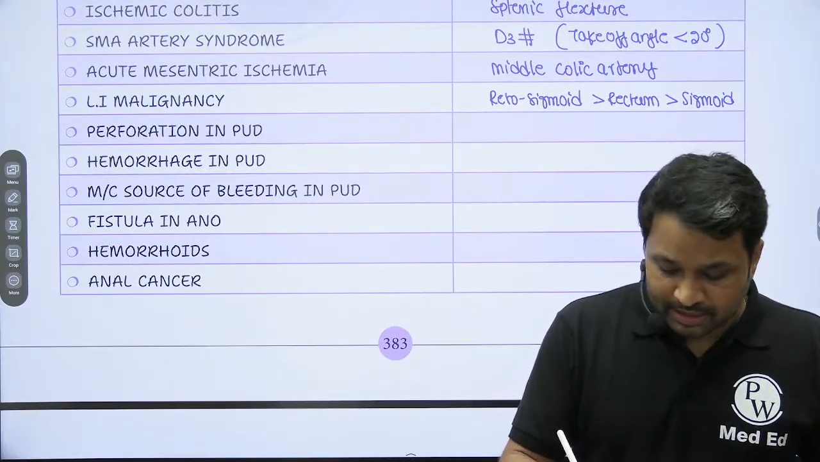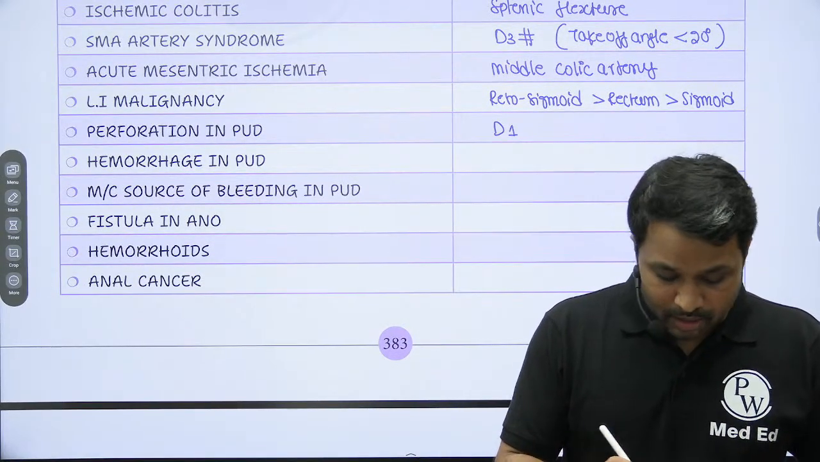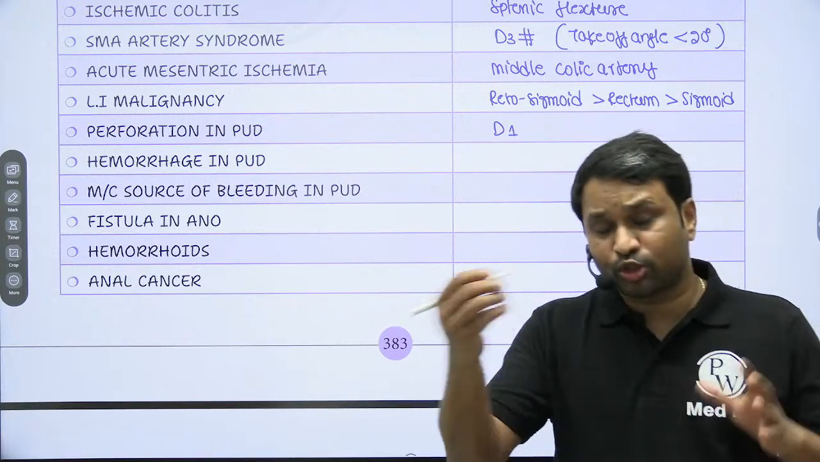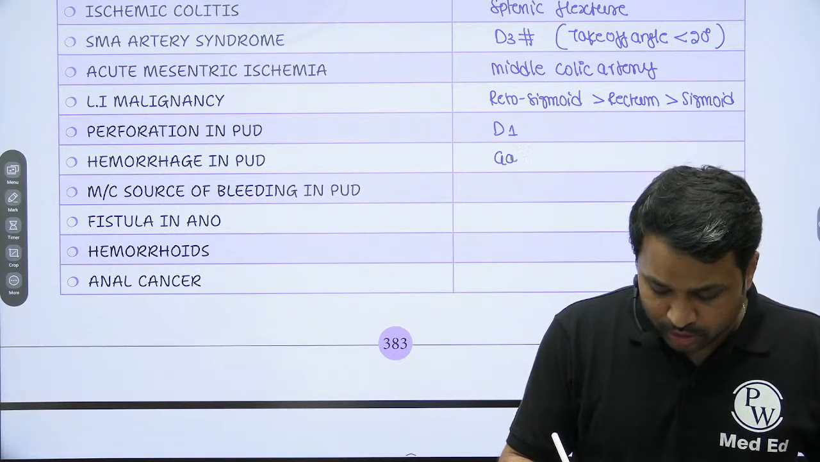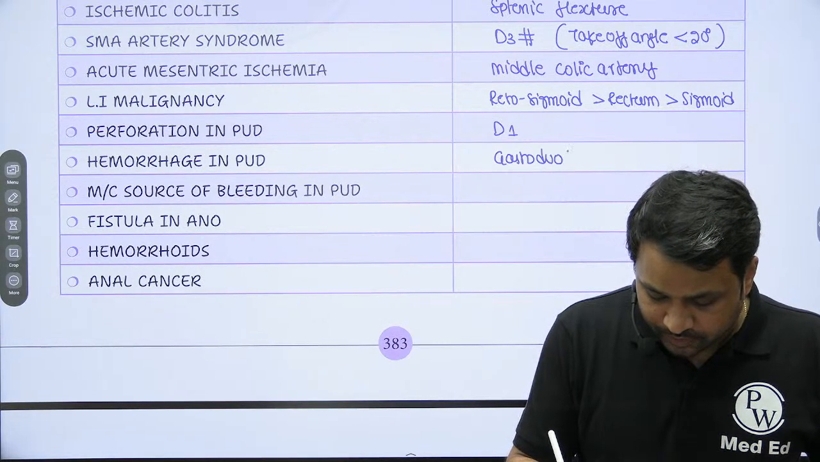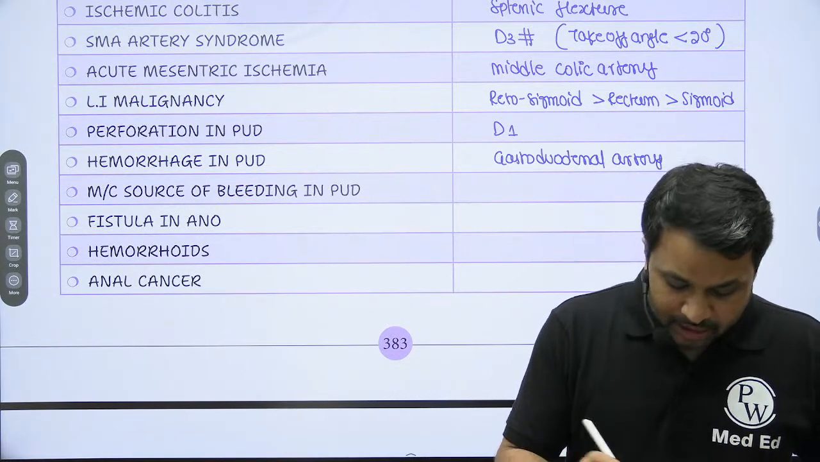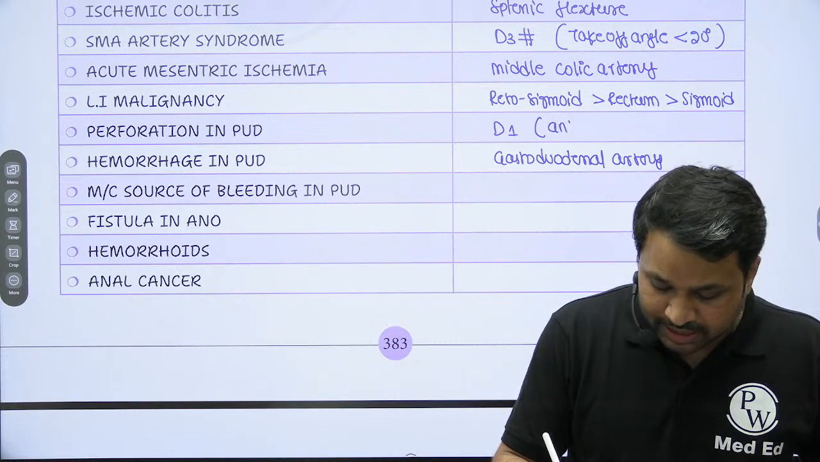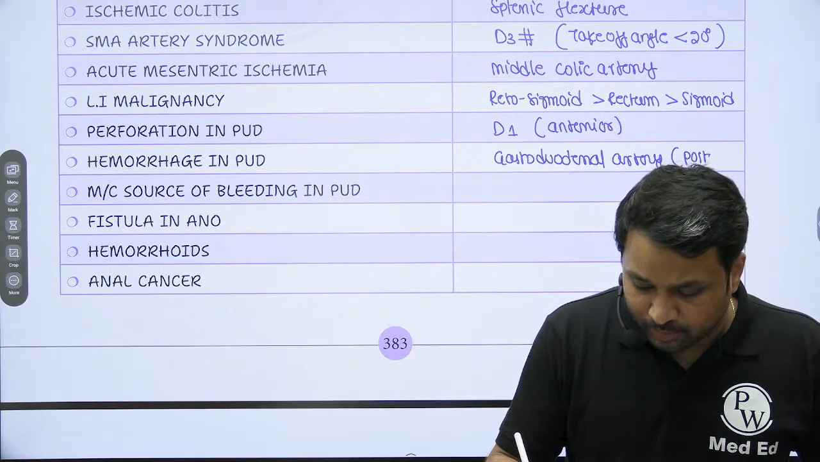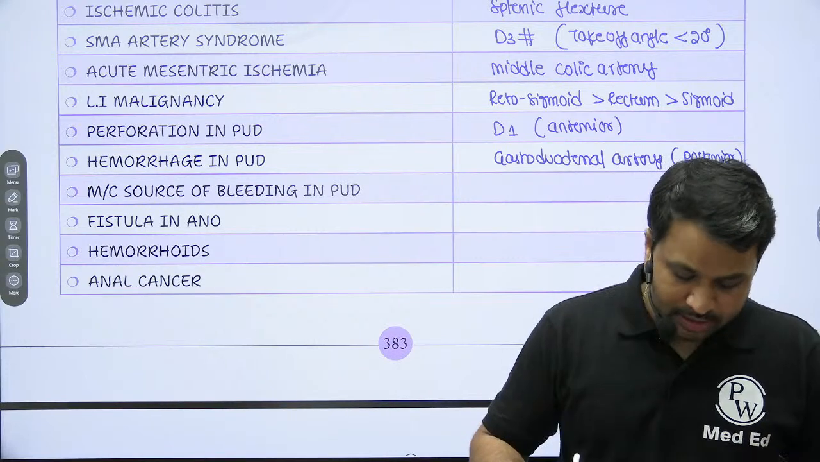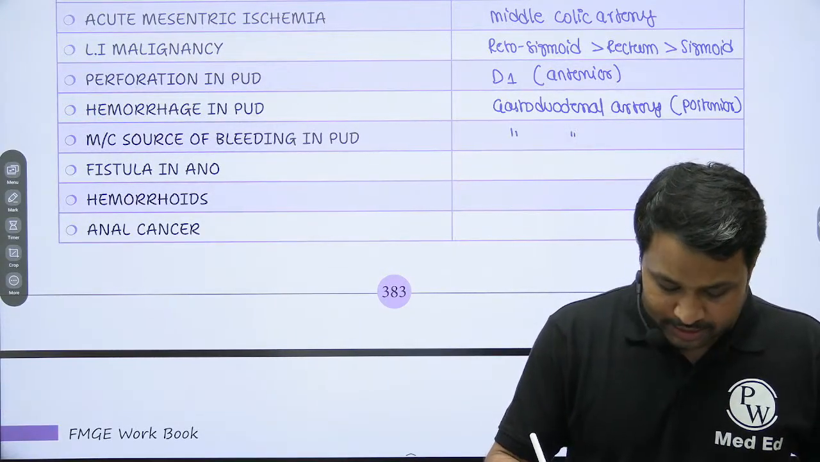Perforation in the peptic ulcer disease is going to be more common in the first part of the duodenum. Hemorrhage is going to be more common; when I say most common source for the hemorrhage, it is going to be your gastroduodenal artery. इतना याद रखना, perforation is more common in the anterior ulcers and bleeding is more common in the posteriorly located ulcers. The most common source of the bleeding in your peptic ulcer disease is your gastroduodenal artery.